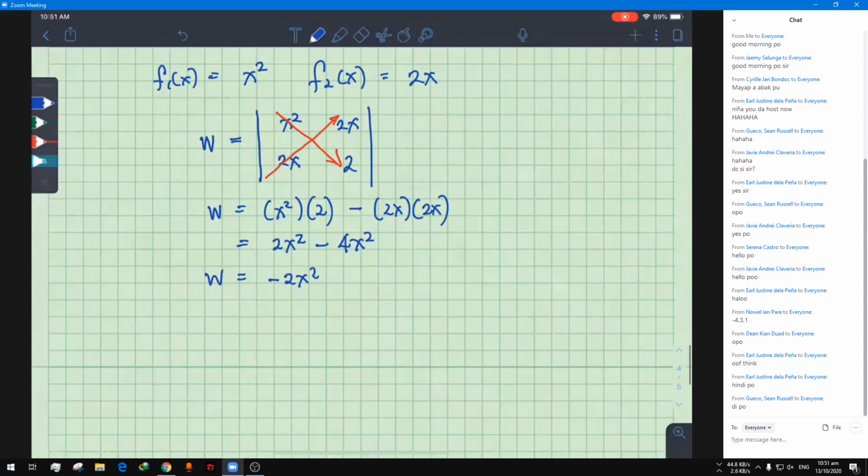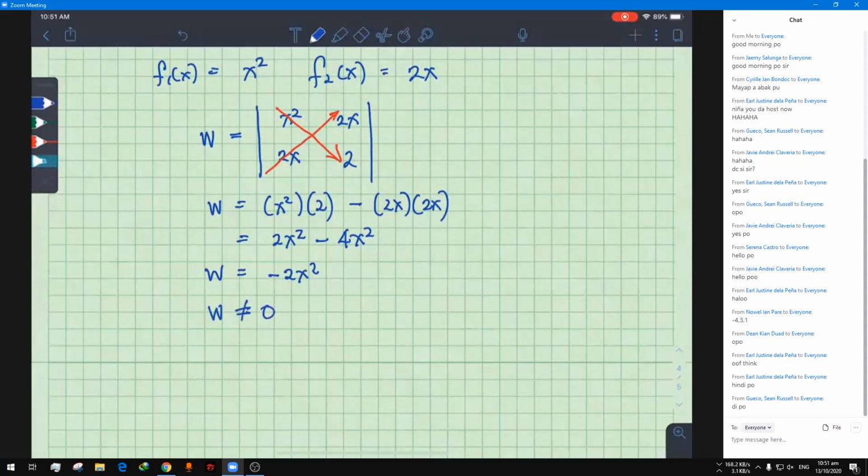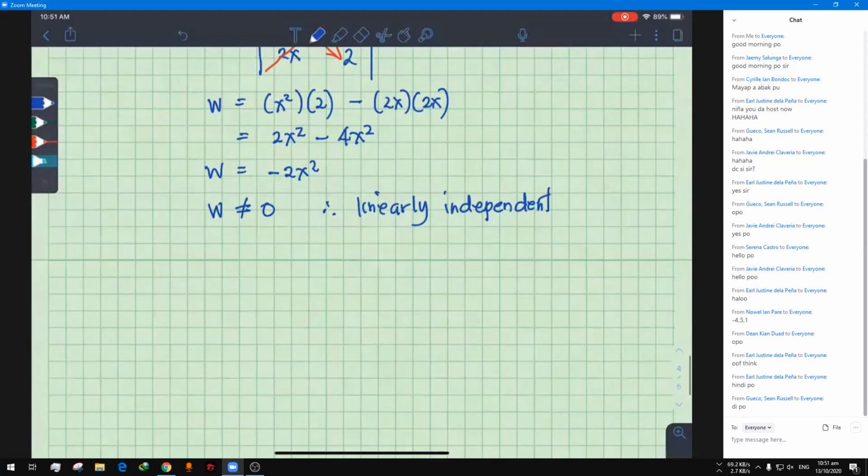So as you can see here, W is not equal to 0. So therefore, it is linearly independent. So ganun lang kadali. Diba? Try natin i-solve yung kanina.